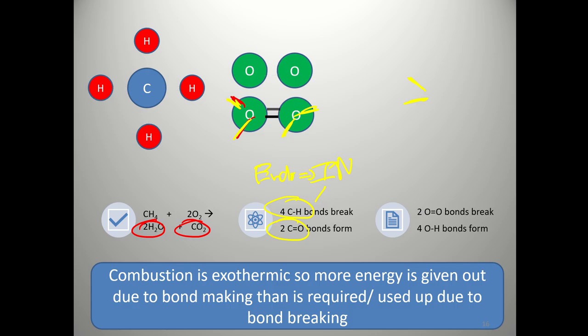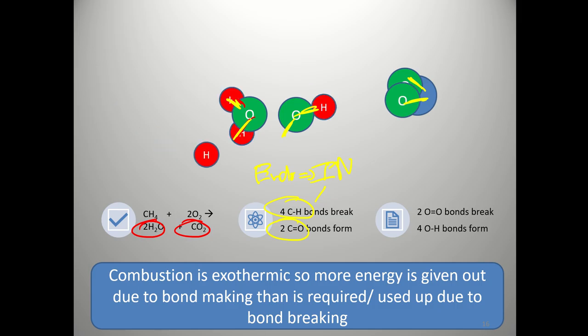Then, what we've done when all those bonds are broken and the atoms have rearranged, we have made two carbon oxygen bonds formed, and 4 oxygen hydrogen bonds are broken. Earlier I had 2 oxygen bonds broken. So I have formed 2 carbon oxygens, and I have formed 4 oxygen hydrogens in the 2 water molecules. And when that happens, we get an exothermic part of the reaction, and energy is simply given out.